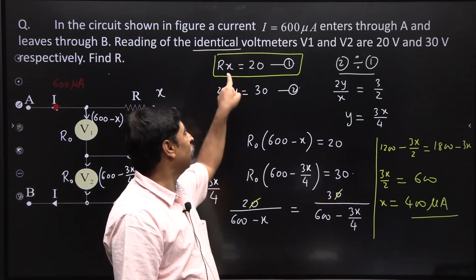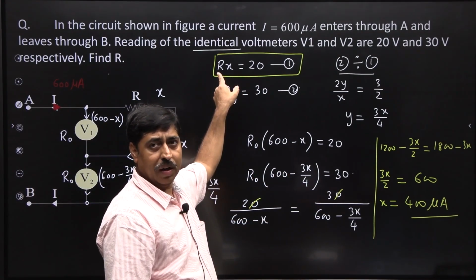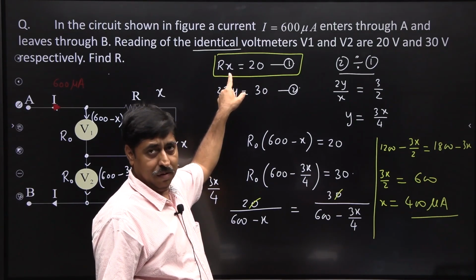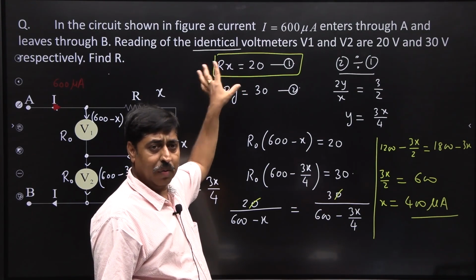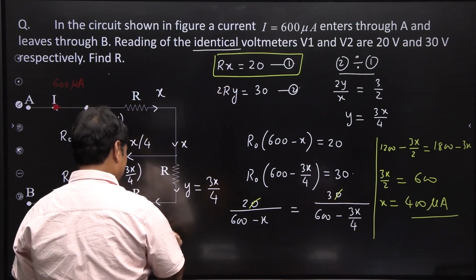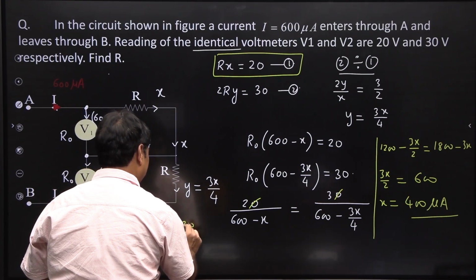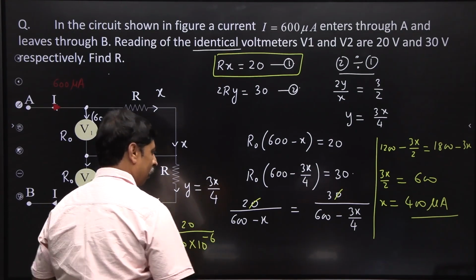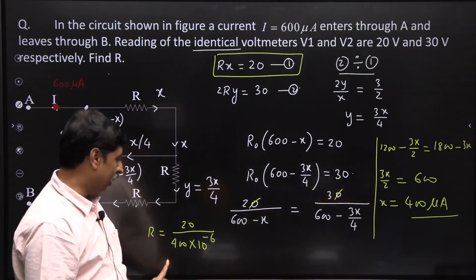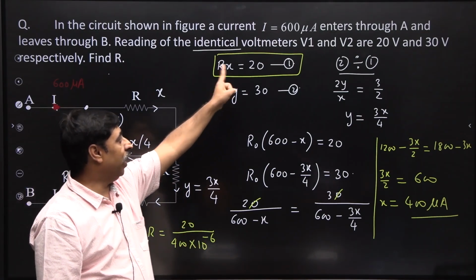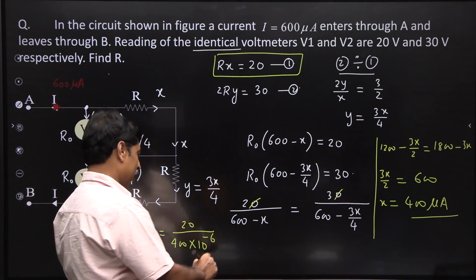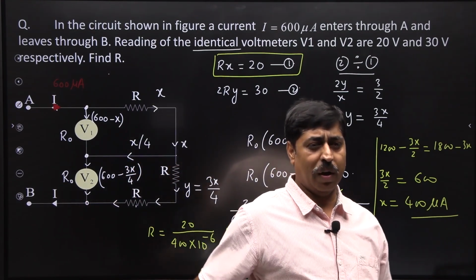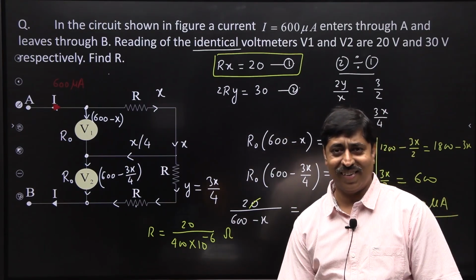Now, the value of x is known to you. You can get the value of R. Remember that the value of x is 400 microampere. So, keep that in mind and calculate the value of R. This R will be equal to 20 divided by x. X is 400 into 10 raised to the power minus 6 ampere. So, 20 divided by this, so many ohms, is the value of our resistance. Now, you can do this calculation yourself, isn't it?